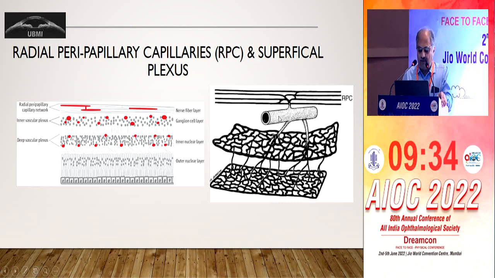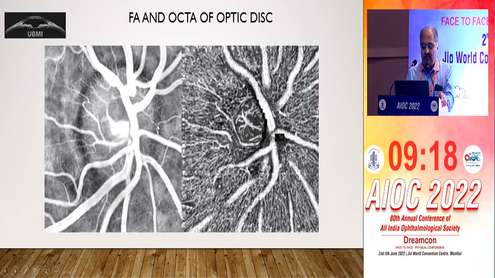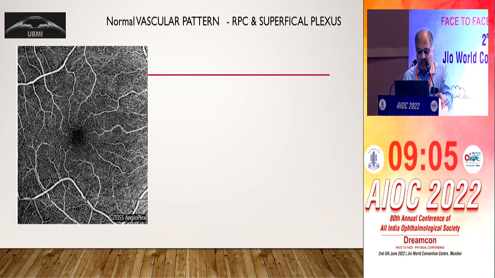So we have the arcades, the superior and the inferior arcades, giving up the radial peripapillary capillaries, and then you have the superficial and the deep plexus. The radial peripapillary capillaries are what we see in the nerve fiber layer, and the superficial are seen in the ganglion cell layer. How do we see that? Now we have these 2 pictures here of FFA and OCT angio. We couldn't really see the capillaries well on FFA. OCT angio has helped us to see those capillaries really well. How is it useful? We'll see that now.